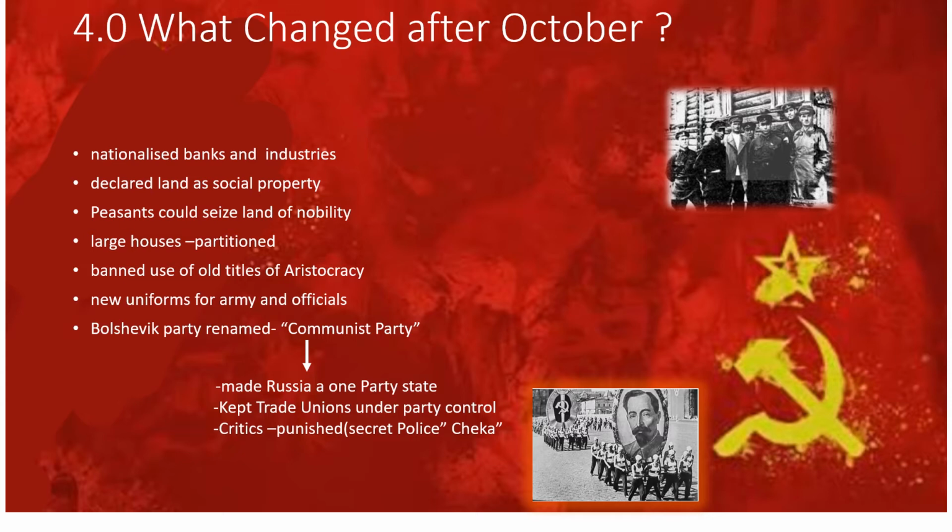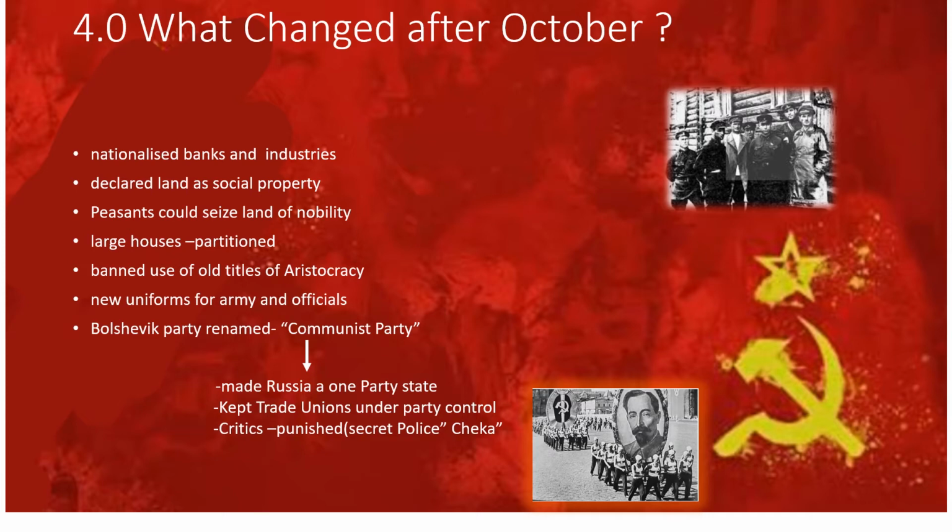Banks and industries were nationalized. Nationalized means taken under the control of the state. Land was declared as social property. That is, land belonged to everyone. Peasants could seize land of nobility. The nobles had the land, but now peasants took their land.